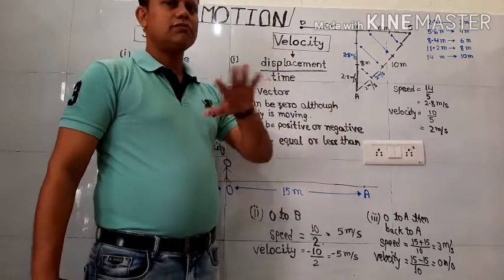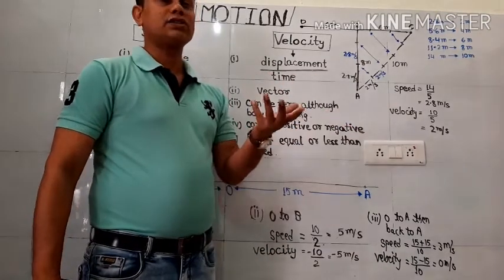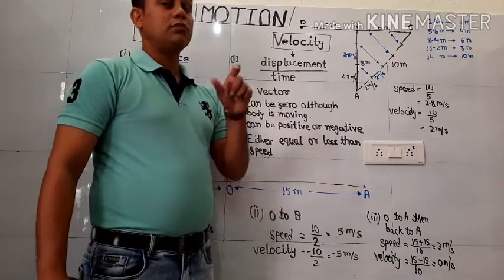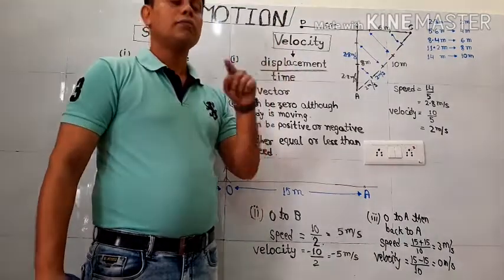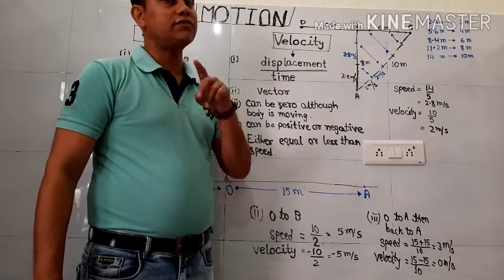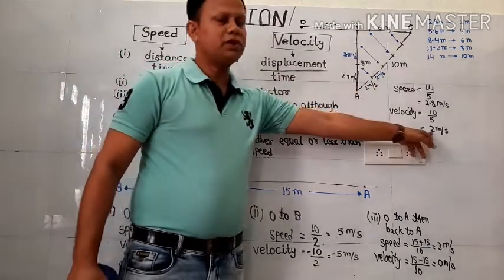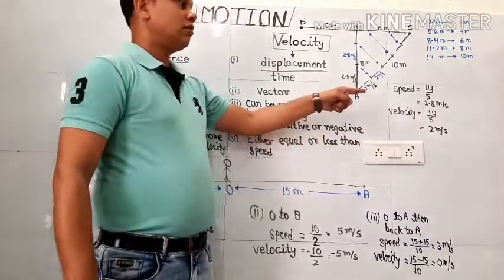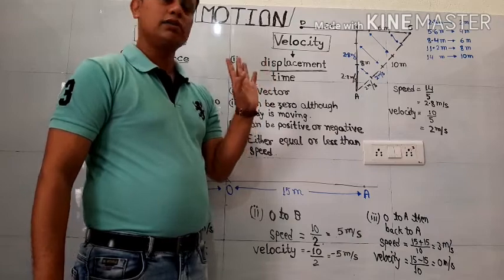So for speed, we don't have to worry. In any path, we can take the value, because direction doesn't matter. But for velocity, matching magnitude will not confirm that the velocity is the same. For velocity, we have to take the direction into consideration also. So for example, going from A to C at 2 meter per second is different from moving from A to D at 2 meter per second, because the directions are different. Fine.